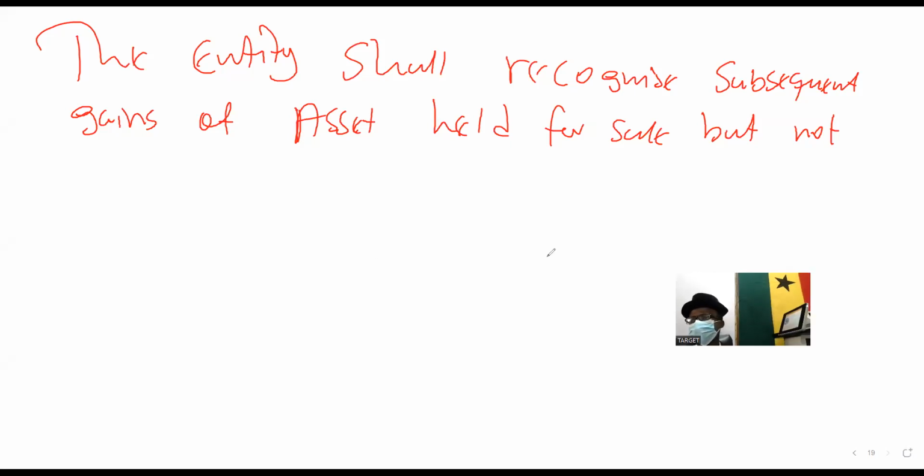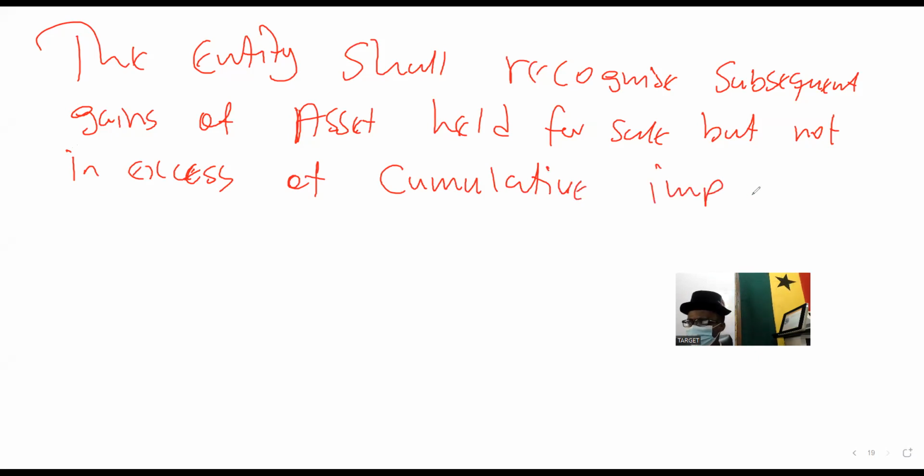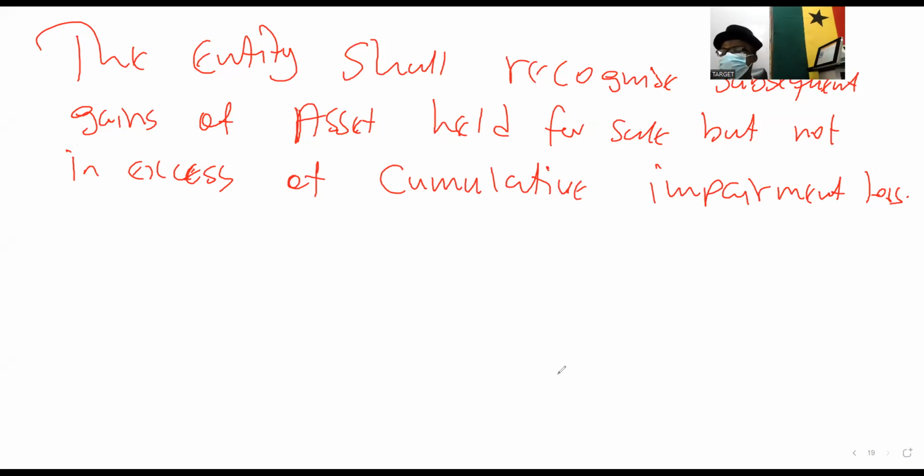Now, but not in excess. In excess of what? Cumulative impairment loss. That's all. Not in excess of cumulative impairment loss. That's the quota. That's the highest gain you can record in the books. So basically, that is that.